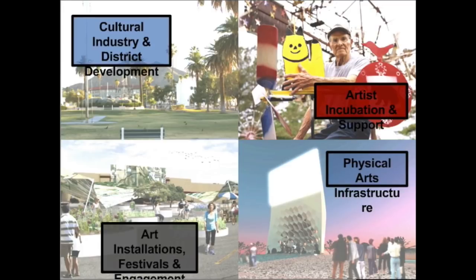In the top left corner, we have cultural industry and district development projects, an example of which is the redevelopment plan for the town center in Ajo, Arizona. Artist incubation and support projects support artists by connecting them to work, space, or training. An example is the effort in Wilson, North Carolina to repair and conserve large-scale whirligigs created by Volus Simpson. An example of the third segment, art installations, festivals, and engagement, is the preparations for an exhibit about the evolution of Sarpy County, Nebraska, from agricultural to suburban and urban uses. And lastly, physical arts infrastructure includes projects like the design of a permanent home in a park in Marfa, Texas for the Drive-In, which is a new outdoor venue for music, film, and performing arts.